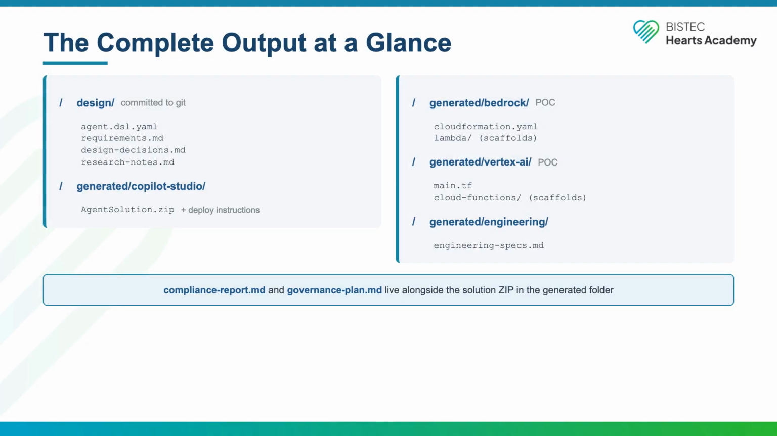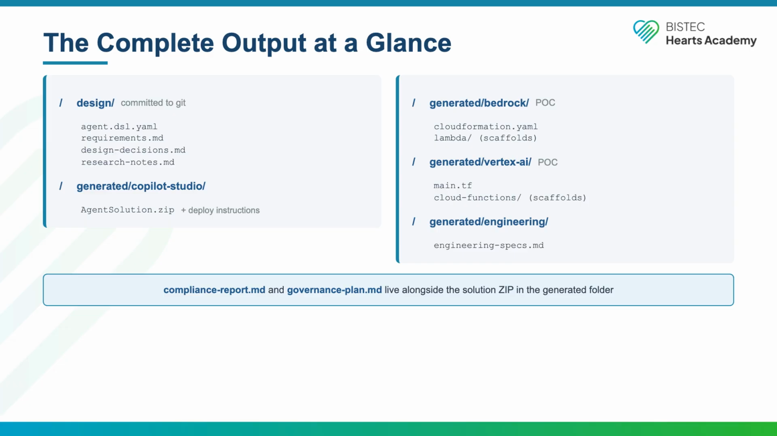After the generation phase, here is the full structure of what you have produced. The design folder contains everything from the design phase: the DSL YAML file, requirements.md, design-decisions.md, and research-notes.md. All of these are committed to Git. The generated Copilot Studio folder contains the solution's IP and deployment instructions.